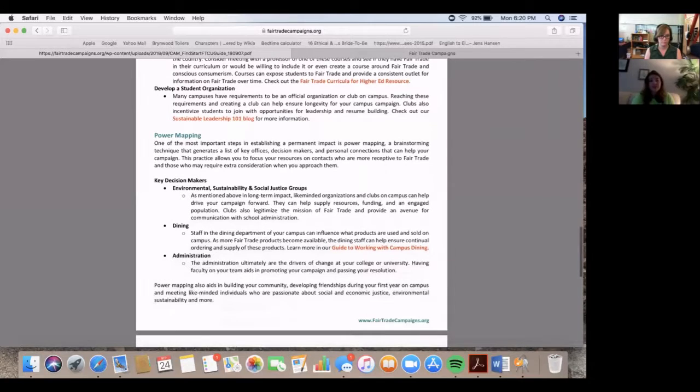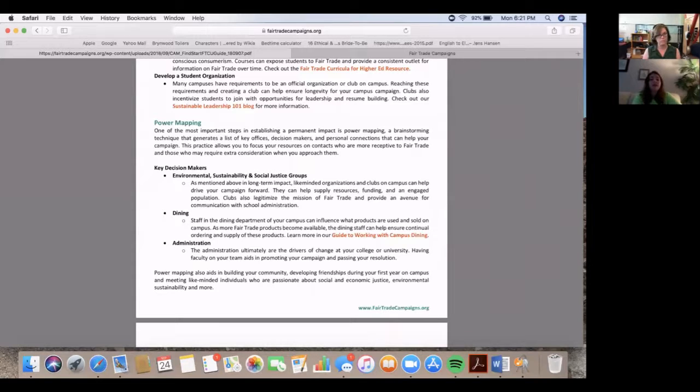Another key strategy for incoming freshmen is to try to use power mapping. This is a concept that many organizations use, and it helps people brainstorm and figure out their list of key offices, decision makers, connections, really anyone that can help you out with your campaign. These can either be people or specific groups. So again, it could be that an environmental justice group could be included in your power mapping, or perhaps the professor that teaches your environmental studies class too.